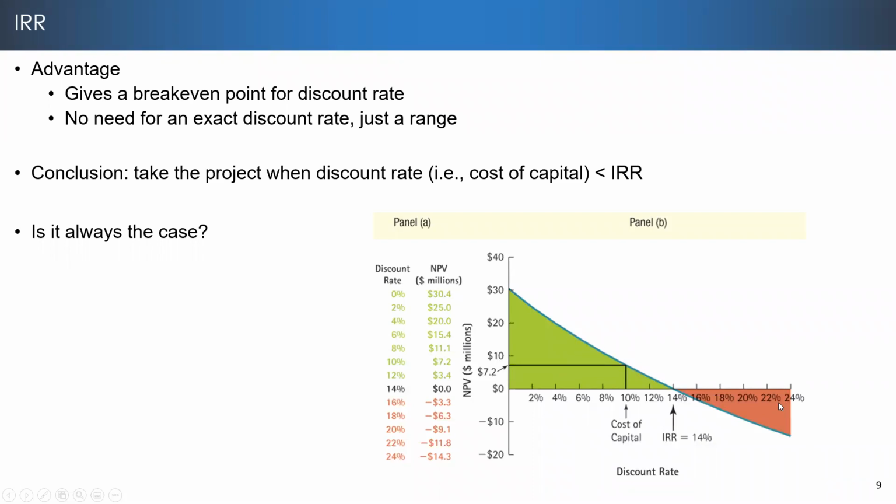And the same thing happens in the red zone. If you know that for sure we're going to have a cost of capital of at least 17%, then no matter how big the cost of capital is, you should not take this project at all. So this is the benefit of IRR: without making any assumptions on the cost of capital, we can find the IRR solution given a fixed cash flow pattern.